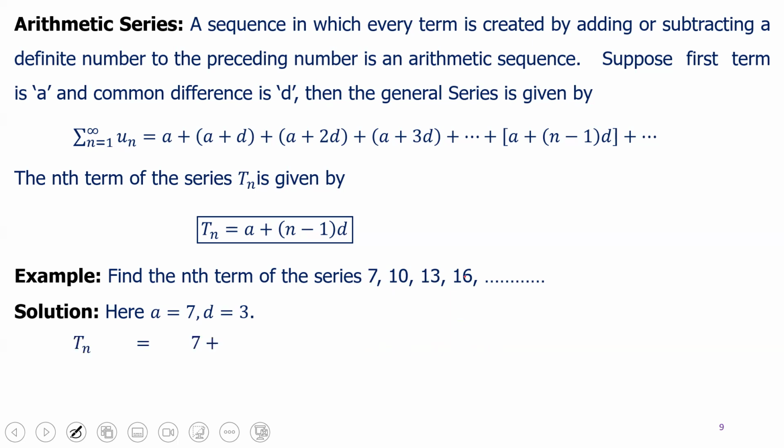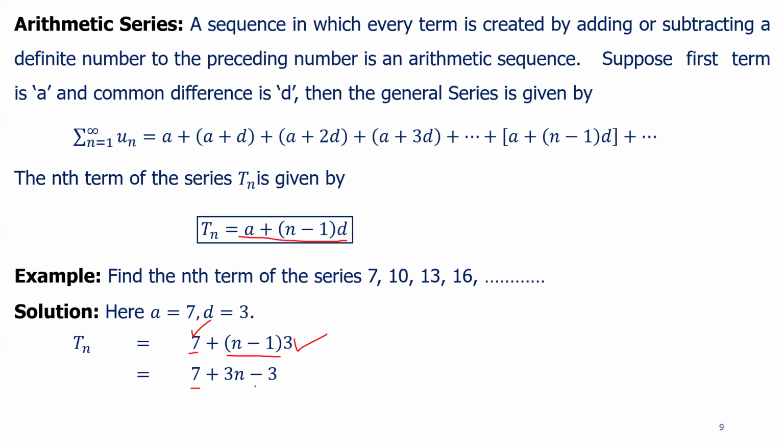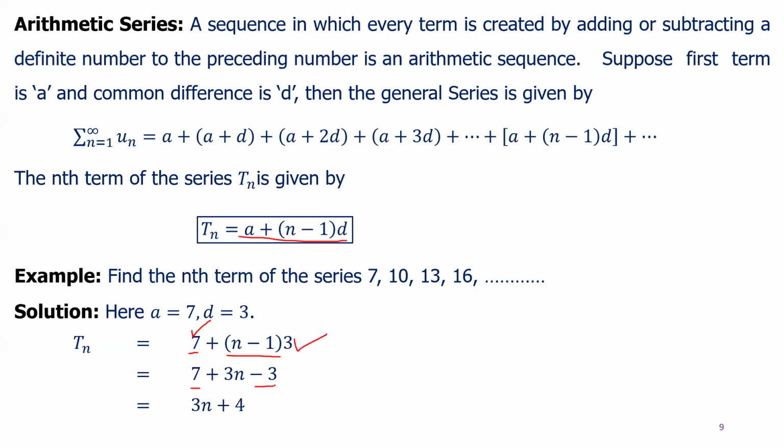Now, we know that Tn, the nth term of the given series, is a plus (n minus 1)d. Here a is equal to 7 and the common difference d is equal to 3. If we simplify it, 7 plus 3n minus 3, and 7 minus 3 is equal to 4. Hence, Tn is equal to 3n plus 4. This is the nth term of the given series. So if we are given such a series, then we are able to find the nth term of it. This type of series will come when we test the convergence of the given series.